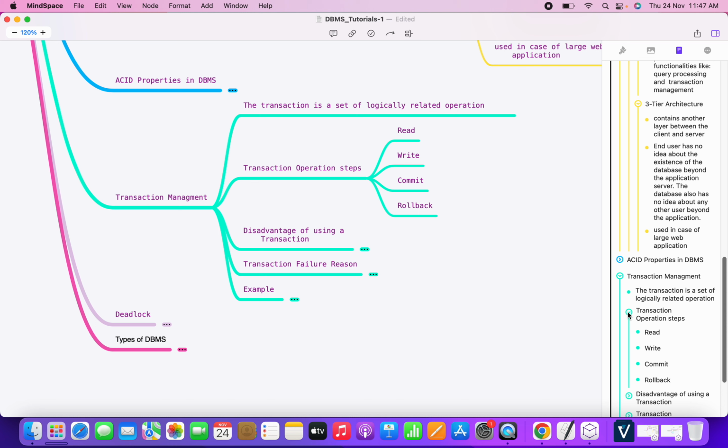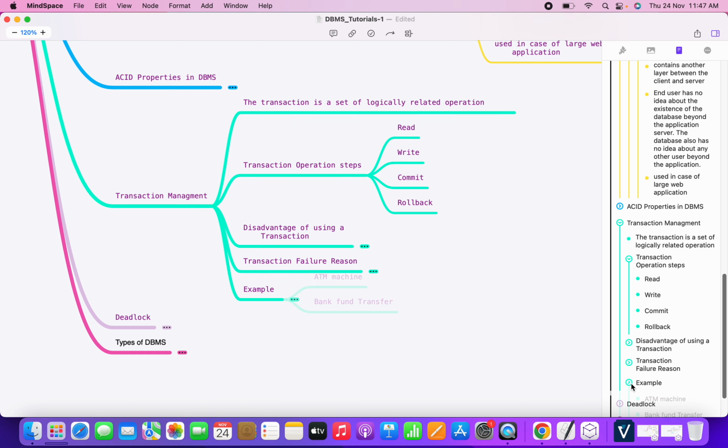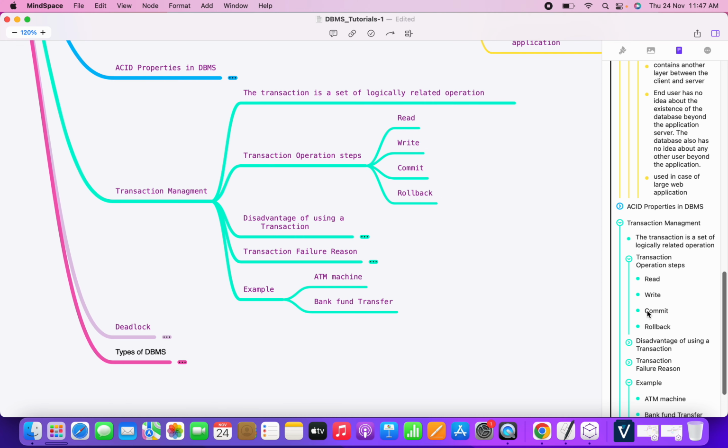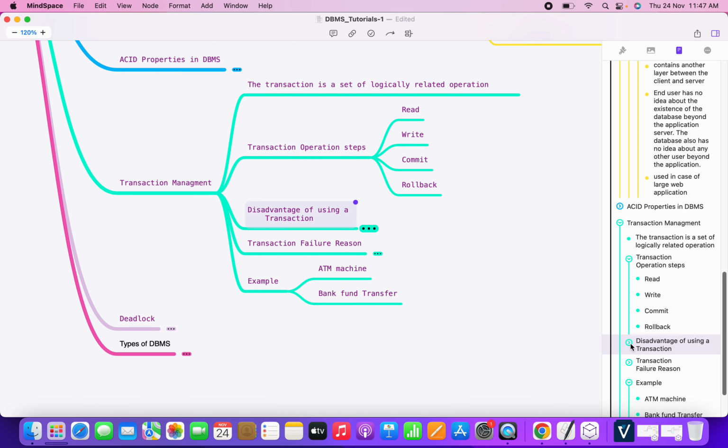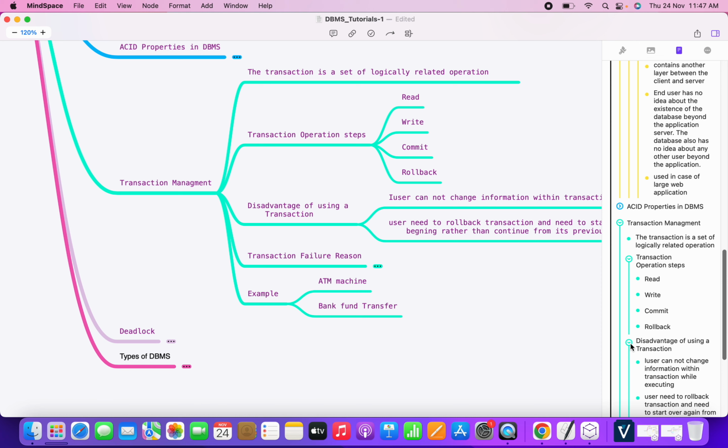For example, we have an ATM machine, to withdraw funds from the ATM, and a bank transfer. We'll illustrate more on this, but prior to this we'll understand the disadvantages of a transaction. We know a transaction involves four steps: read, write, commit and rollback.